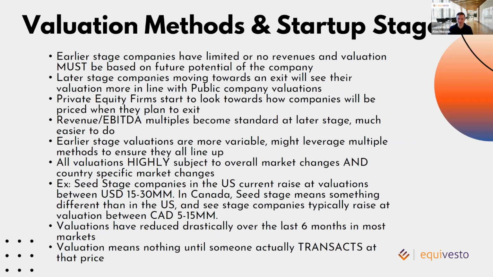And so, as I mentioned, multiples become standard at the later stage, as well as additional methods to support the multiples, but multiples become the core of it at later stages. Earlier stage valuations can't really rely on core revenue or profit numbers to lead that valuation. And so you have to look at a number of other factors, and you have to use other methods. As a result, earlier stage valuations are more variable, and you need to use multiple methods at once to support all of them together.